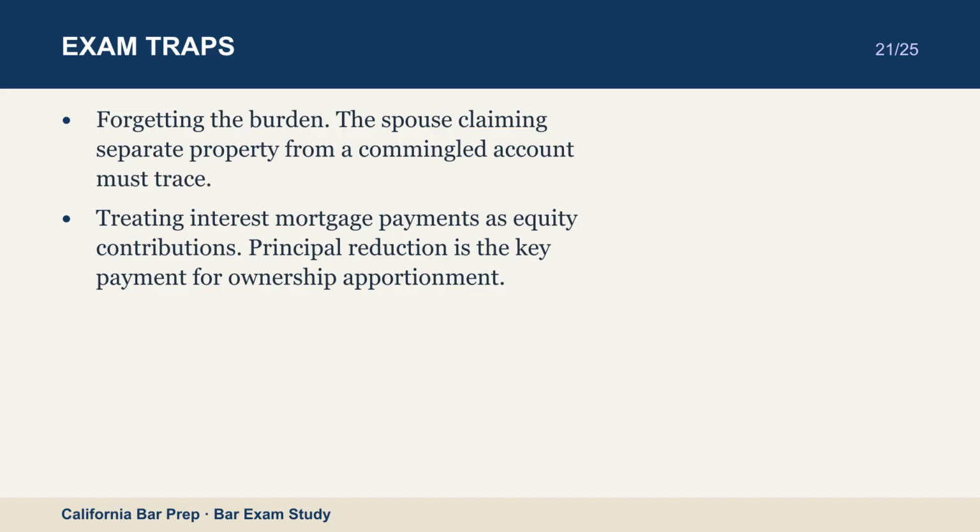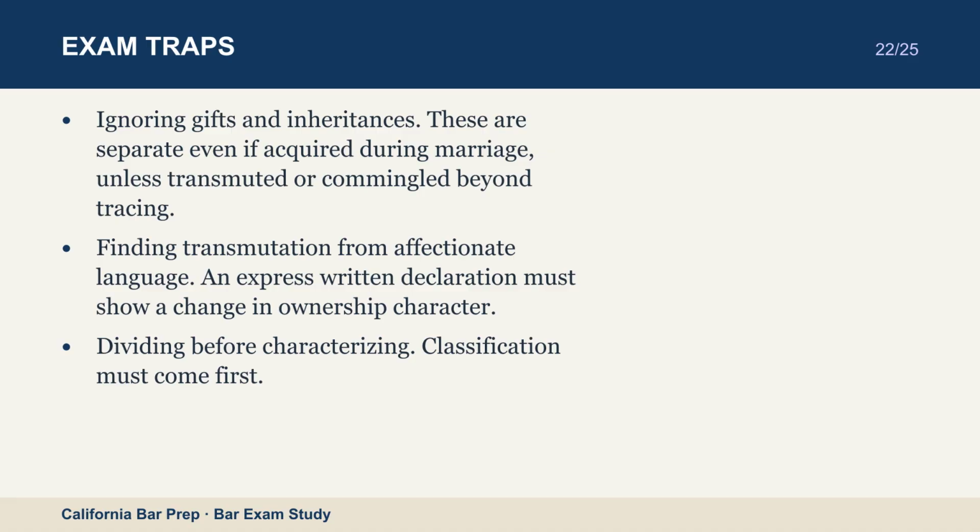Ignoring gifts and inheritances. These are separate even if acquired during marriage, unless transmuted or commingled beyond tracing. Finding transmutation from affectionate language. An express written declaration must show a change in ownership character. Dividing before characterizing. Classification must come first.